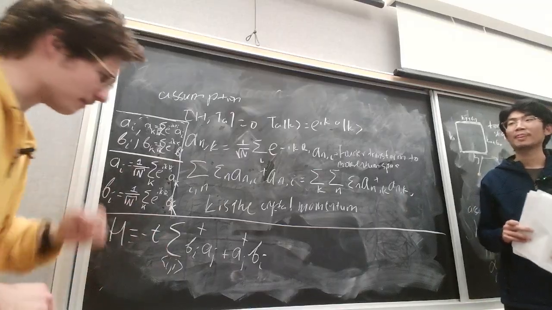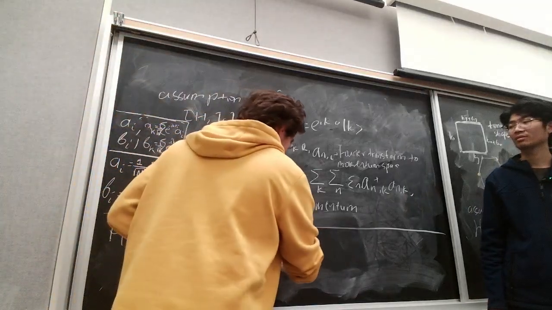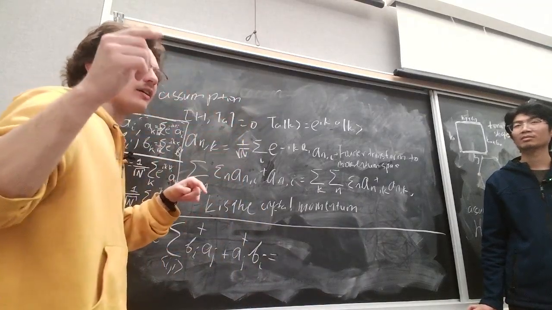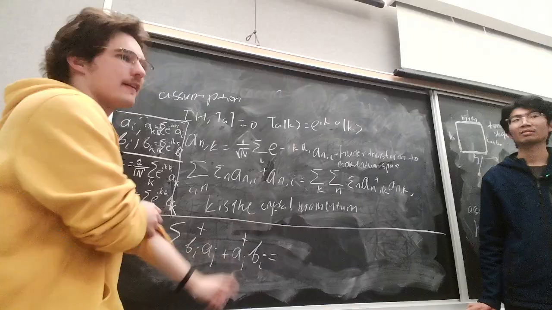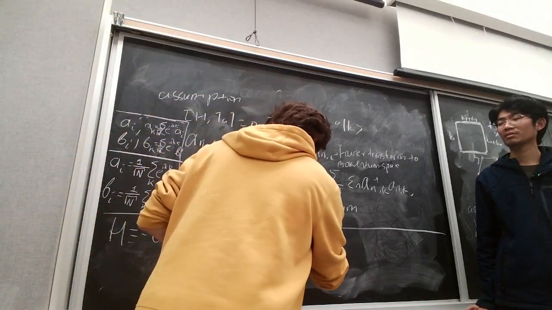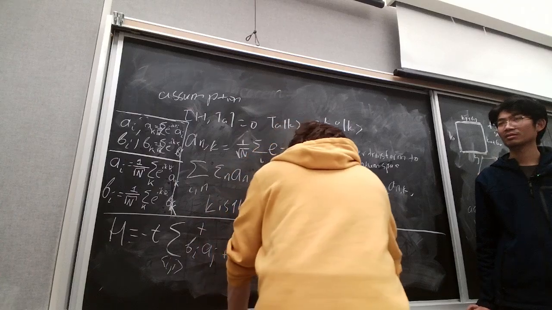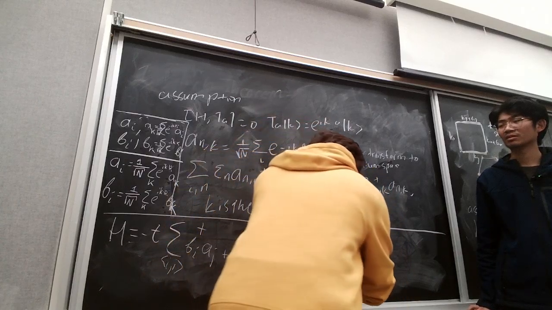I do some math. At some point, I need to use the fact that the Fourier transform of an e to the ikr is a delta function. And what I'm going to get in the end is some sum over k, which I can then write like this.